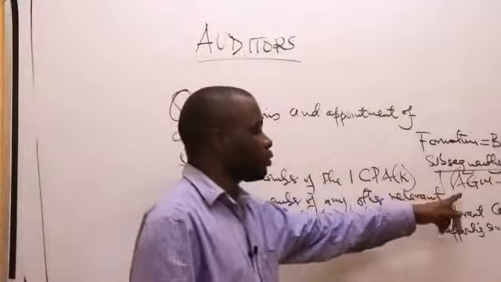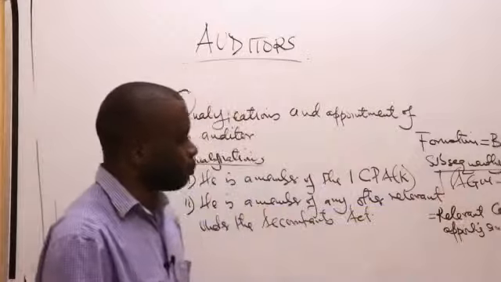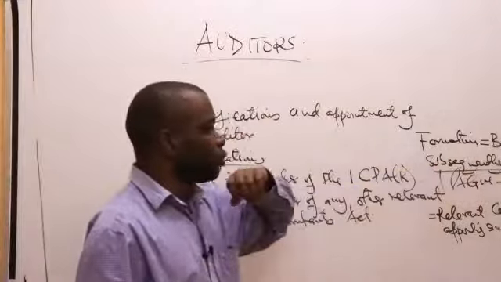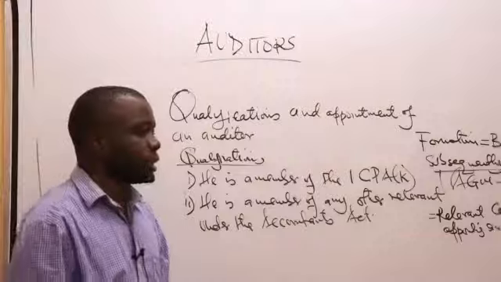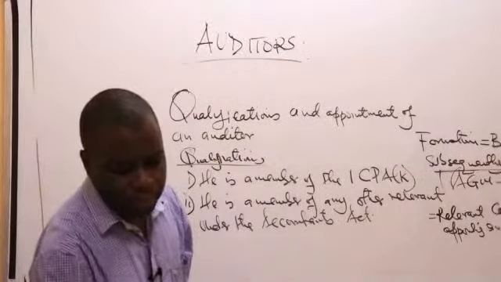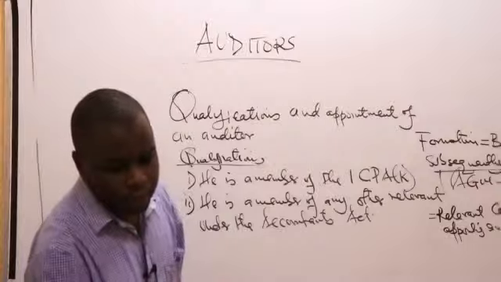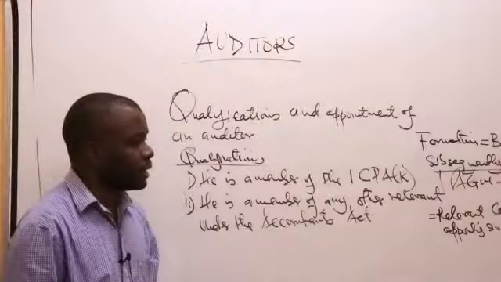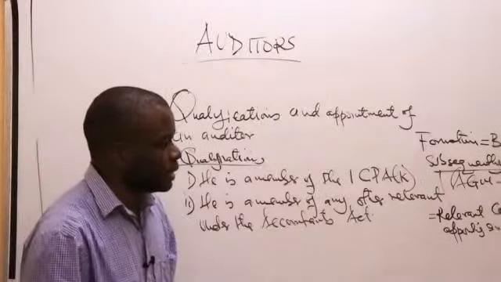But generally, those persons who are supposed to appoint an auditor in a company are the members of the company. In formation, it could be the board of directors. At each and every AGM, the members will decide who will be the auditor of the company. The auditor will serve for the whole financial year until the next financial year, or until the next AGM.